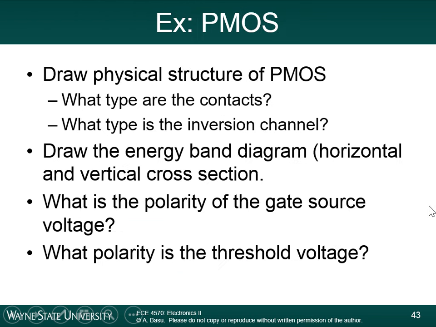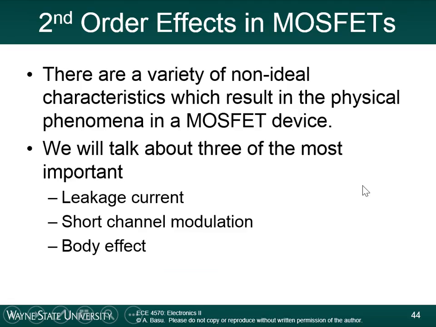All right, so let's start talking about second order effects. There are a variety of non-ideal characteristics which result in different physical phenomena that affect the performance of an NMOS device: leakage current, short channel modulation, and the body effect. So we'll talk about each one of these three things in turn. The reason why this is important is because these particular effects become more pronounced when you make the transistors smaller.